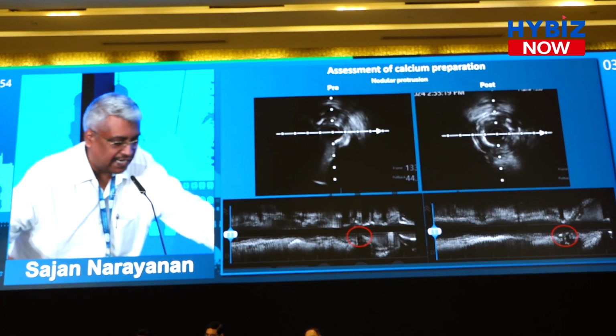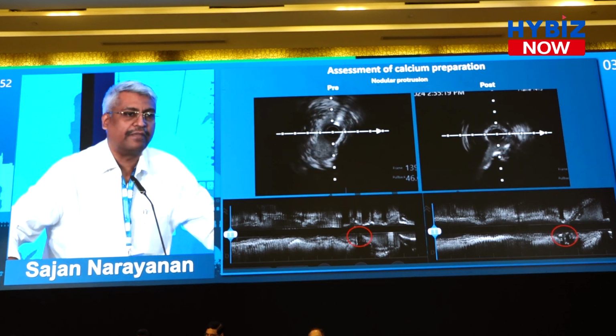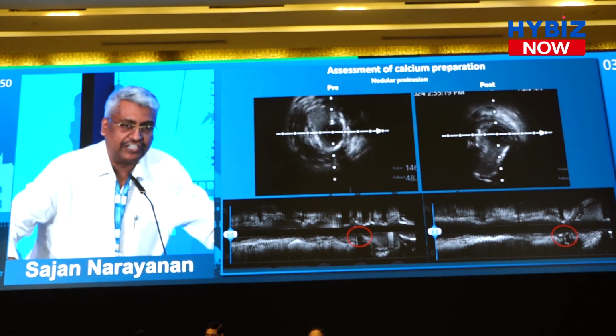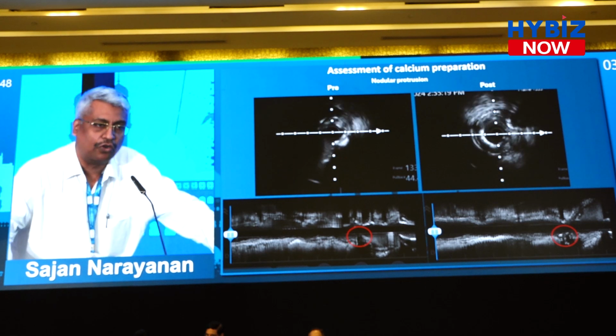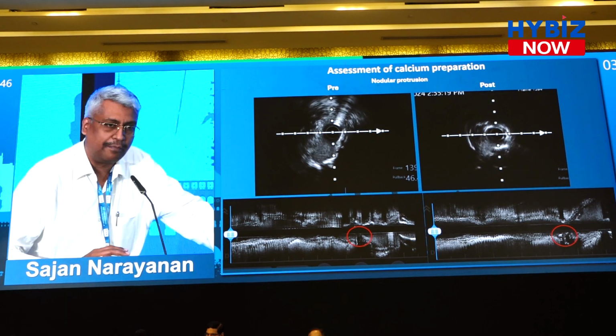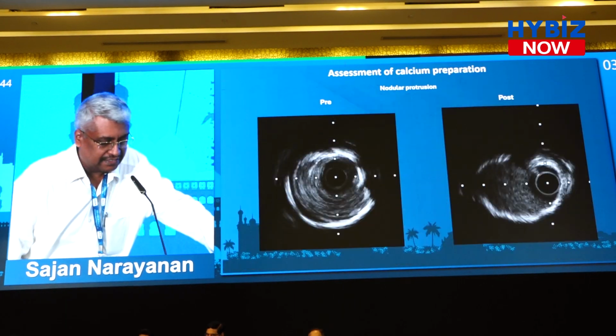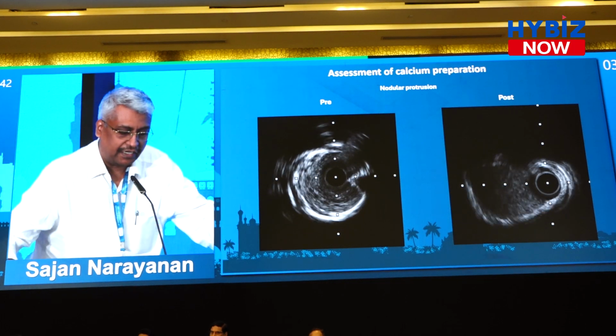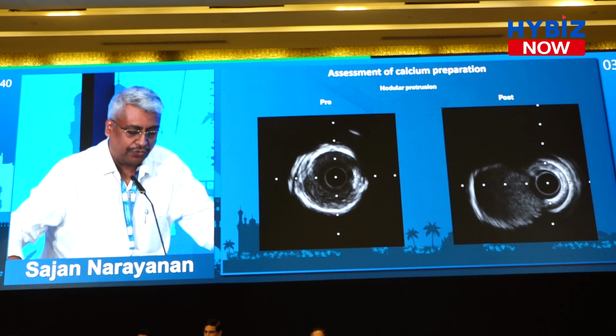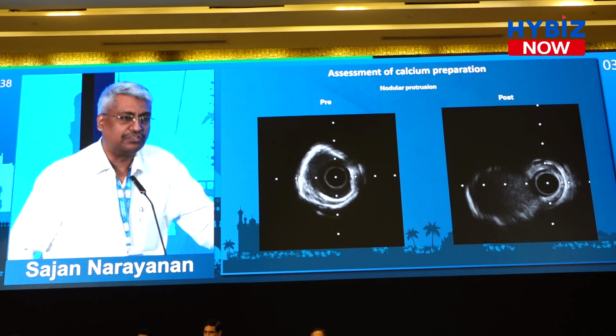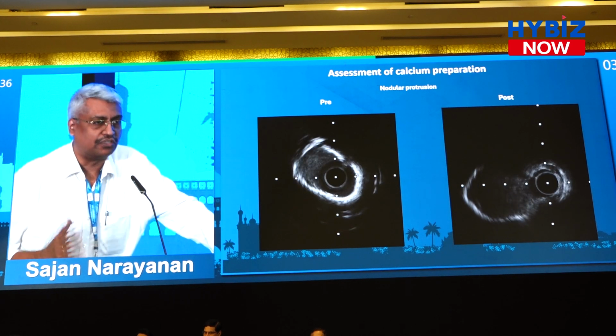And in the case which I had shown a favorable catheter bias, I performed a rotablation, and you can see the nodule has been shaved off. And it is better appreciated in the longitudinal view where the nodule appears to be disrupted. And in the other case where there was no favorable catheter bias, we used orbital atherectomy, and the nodule is shaved off, and there is reverberation artifact. So this is how you confirm your success of lesion preparation.